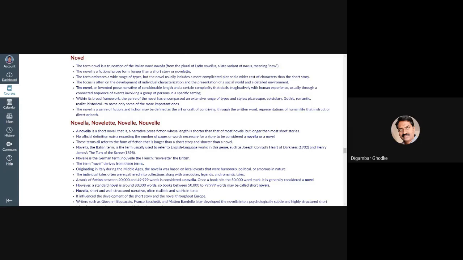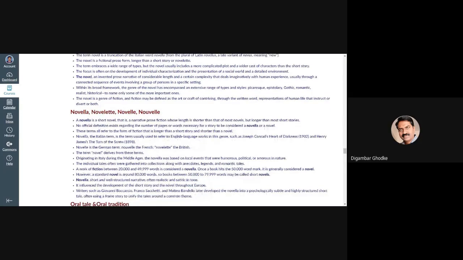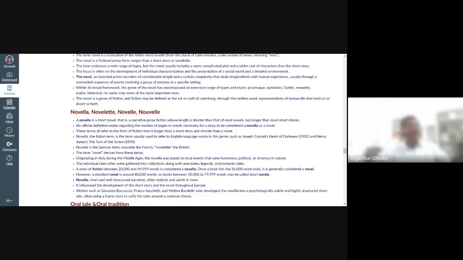There is no official definition of novella regarding the number of pages or words necessary for a short story to be considered a novella or a novel. But these terms all refer to the form of fiction that is longer than a short story. Of course, there can be short stories of more than 15,000 words as well. That's not the issue, but generally, the term novella is used to refer to the form of fiction that is longer than a short story and shorter than a novel.